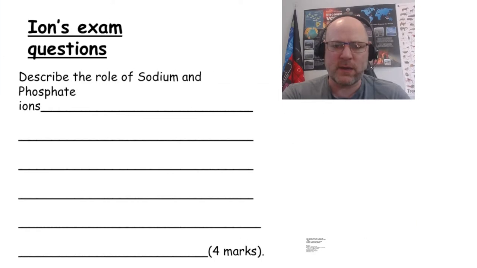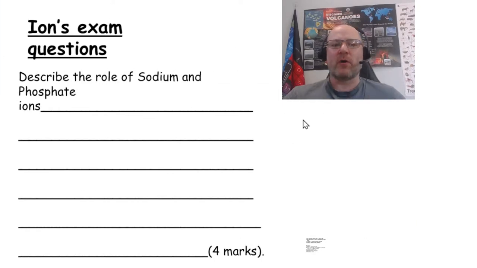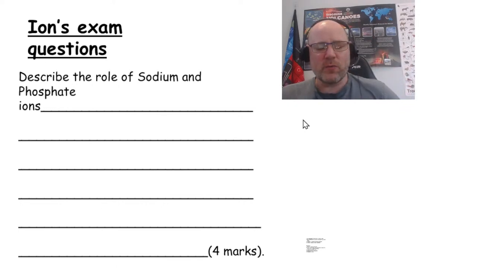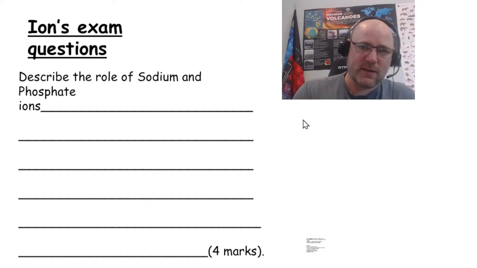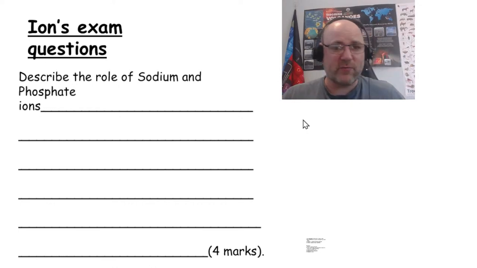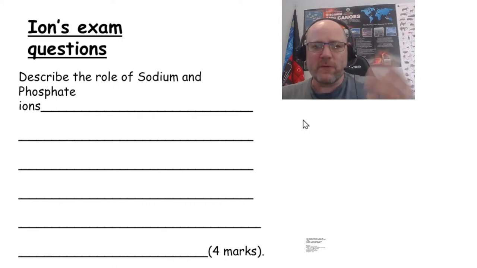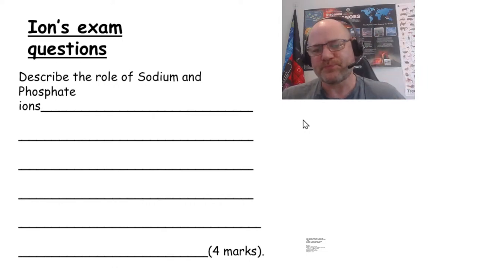Okay, where are we? Describe the role of sodium and phosphate ions. So we just need to do a brief thing. What were sodium ions used for in the body? Pause the video if you're watching on a rerun and see if you can recall. And what are phosphate ions used for?